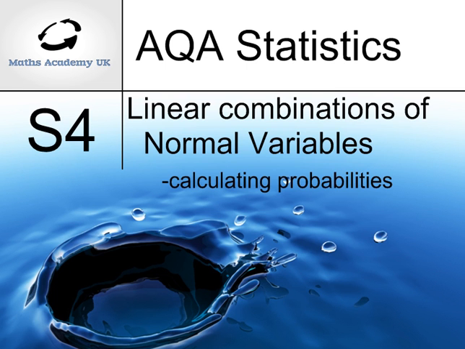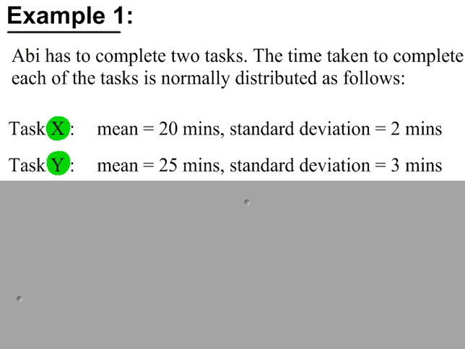Linear combinations of normal variables, calculating probabilities. Example 1. Abby has to complete two tasks, X and Y. The time taken to complete each of the tasks is normally distributed as follows. So for task X, the mean is 20 minutes with a standard deviation of 2 minutes, and for Y, the mean is 25 and a standard deviation 3.